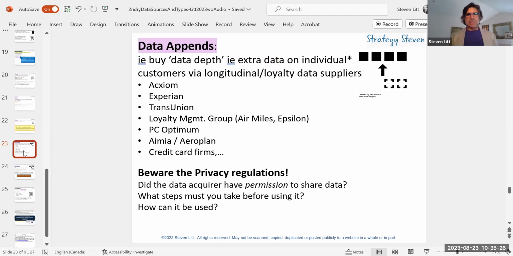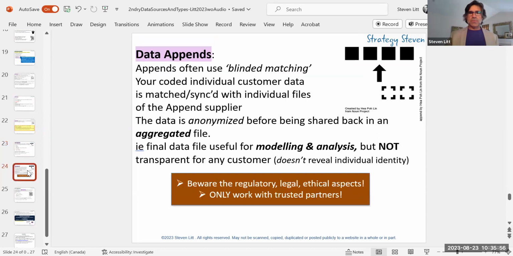Finally, data appends. Data appends we're covering last. What you're doing here is you're buying data depth or extra data on individual customers through those longitudinal data partners, companies like Acxiom, Experian, TransUnion, Air Miles, etc. Please beware the privacy regulations. The data partner you're dealing with must have permission to share the data, and you must be very aware of the steps and precautions you take and how the data can and cannot be used.